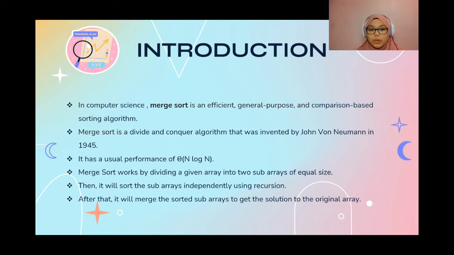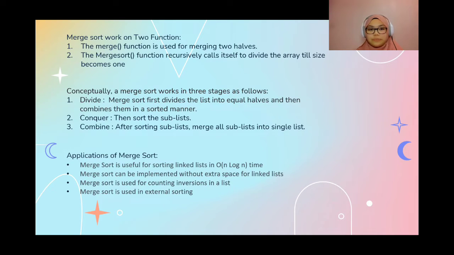Merge sort works by dividing a given array into 2 subarrays of equal size. Then it will sort the subarrays independently using recursion. After that, it will merge the sorted subarrays to get the solution to the original array. So merge sort works on 2 functions. First, we have a merge function used for merging two halves. And second, we have the merge sort function, which recursively calls itself to divide the array until the size becomes 1.